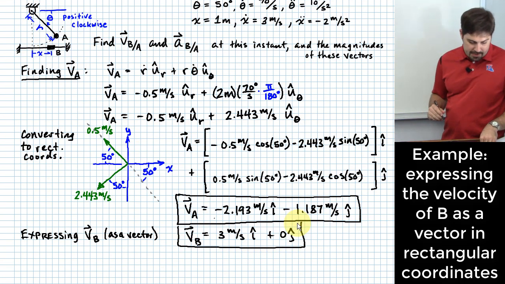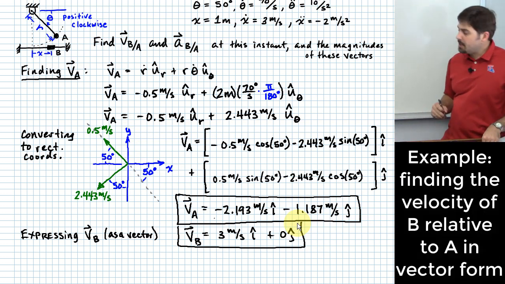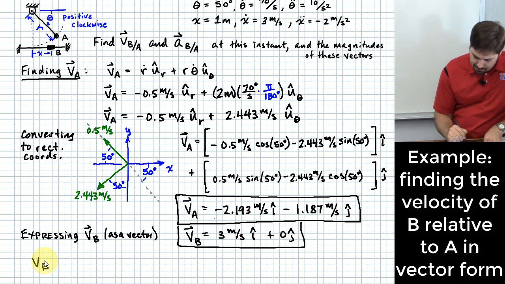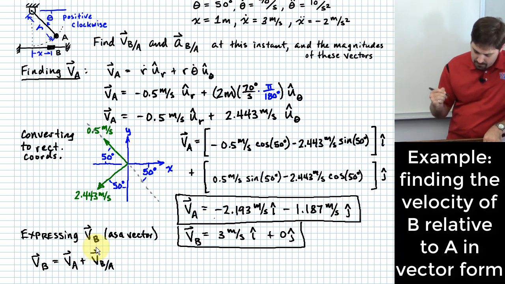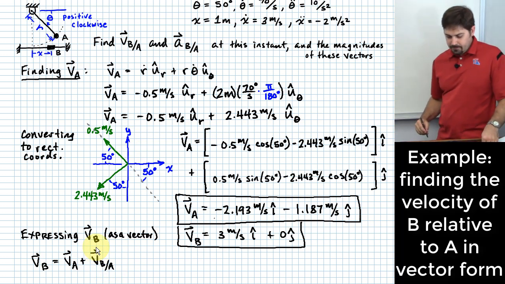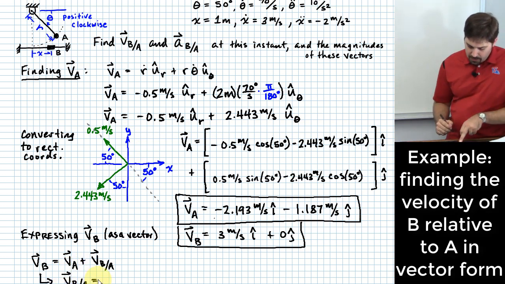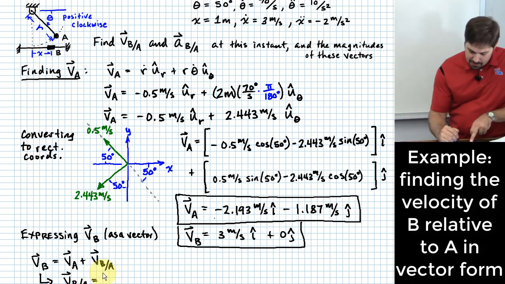Now, how do I express my velocity of B relative to A? Well, keep in mind, what we started with was that the velocity of B is equal to the velocity of A plus the velocity of B relative to A. If we rearrange this, what do we get? V of B relative to A is going to be equal to velocity of B minus velocity of A.